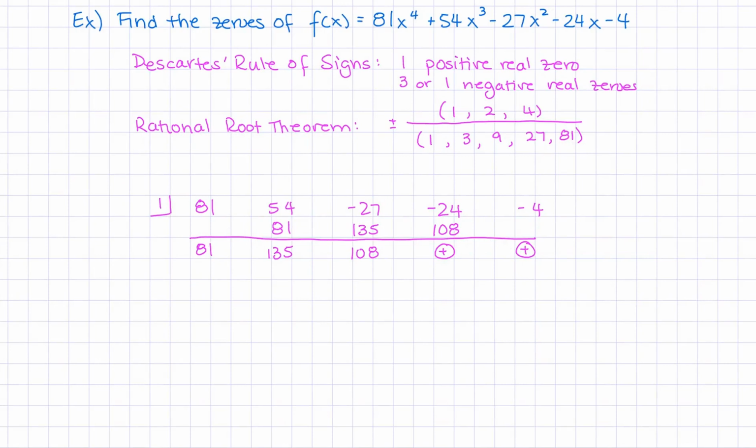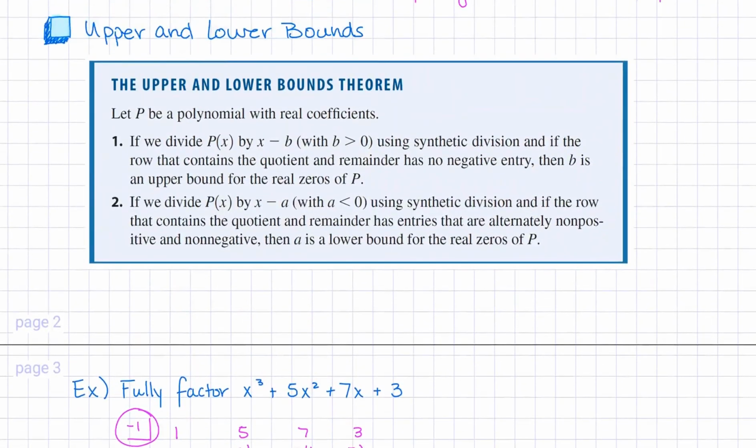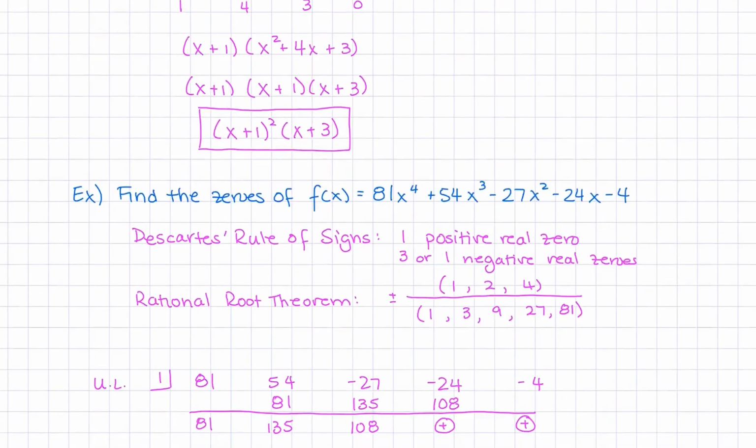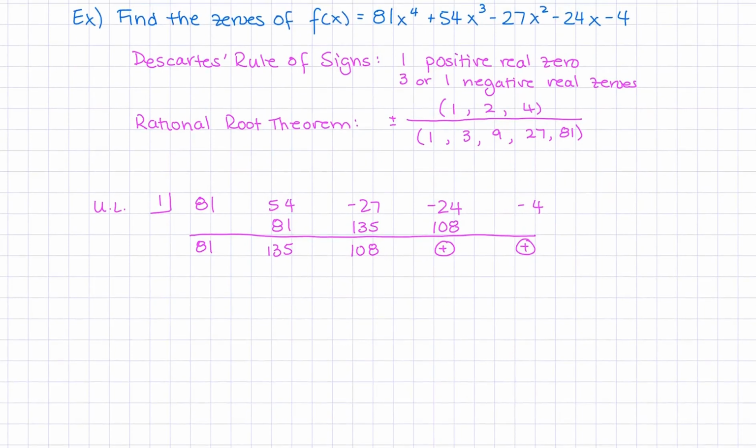We found ourselves an upper limit by the upper limit theorem. Again, let's look here. If we divide the polynomial by x minus b, where b is a positive number, and we did, b was 1 in our case, using synthetic division, and the row that contains the quotient and remainder, which is the bottom row, has no negative entry, which we didn't, then b is an upper bound. I'm calling it upper limit. It's the same thing.